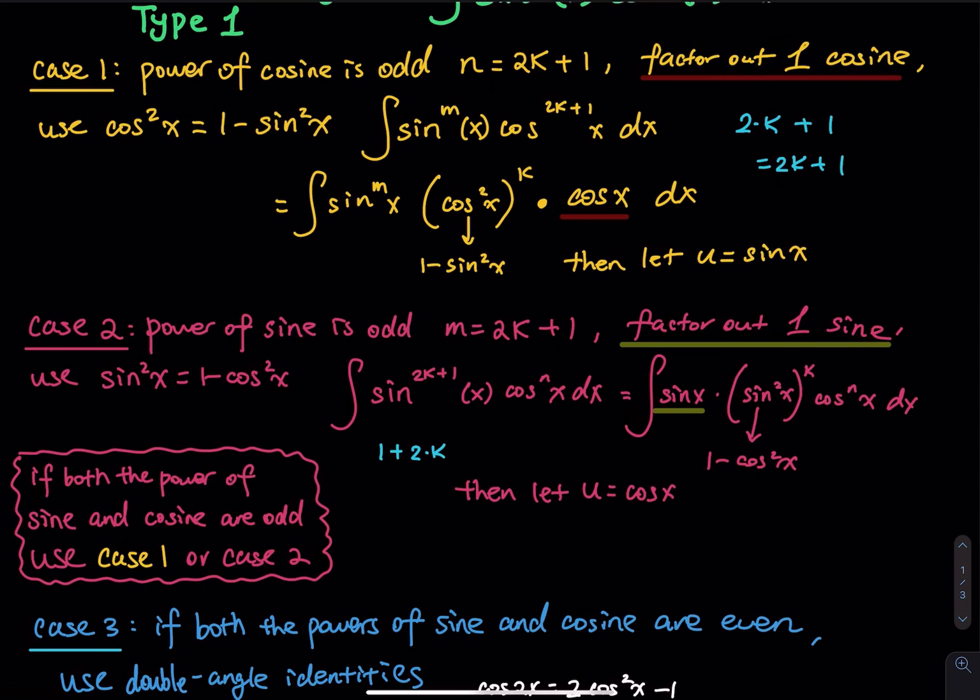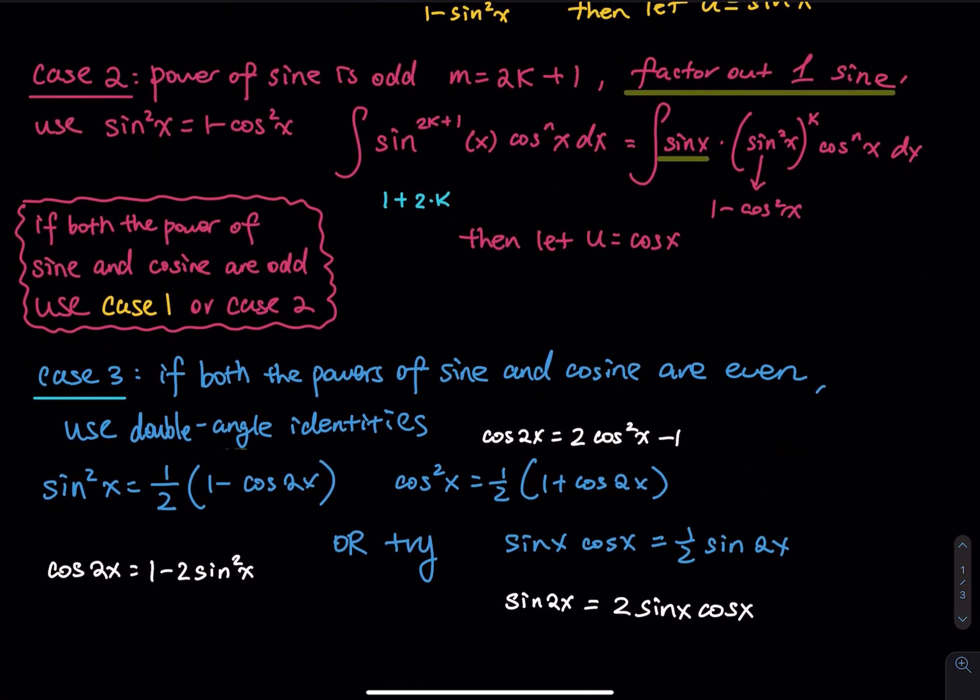All right, and then case 3. So in case 1 and case 2, we already talked about cosine odd power and sine odd power, right? What if they are both even? So if they are both even, then you have to use the double angle identities. So either one of these identities will work. I know if you look up double angle identity, they will give you the 3 in white. So the one you see in blue, they manipulated a little bit.